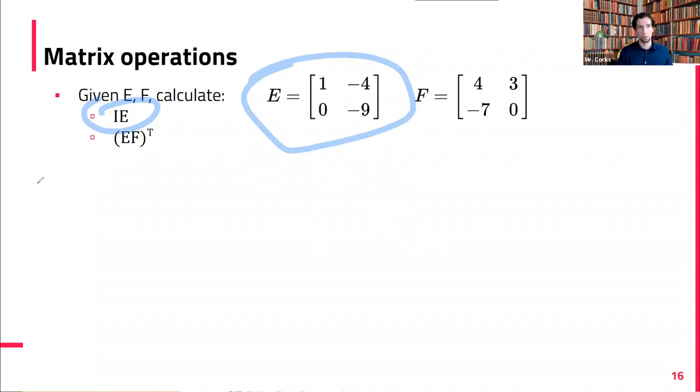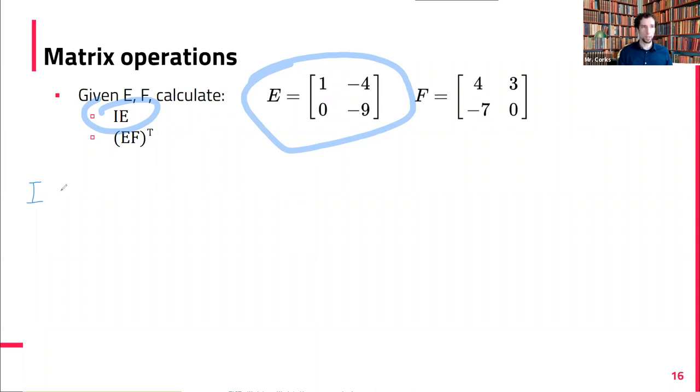Identity matrix. Okay, so I is a special letter. It is reserved for the identity matrix. Other matrices could be any other letter, A, B, C, whatever. But if you see I, it's not just some random matrix. It's very specifically an identity matrix.